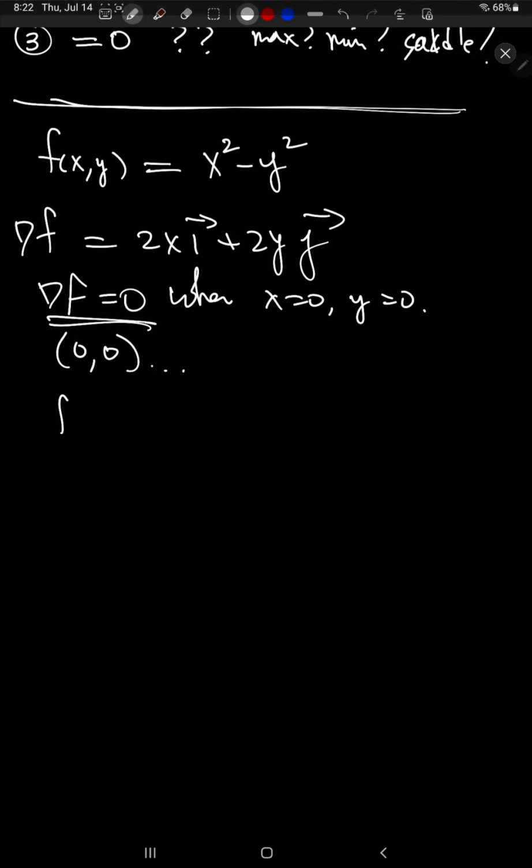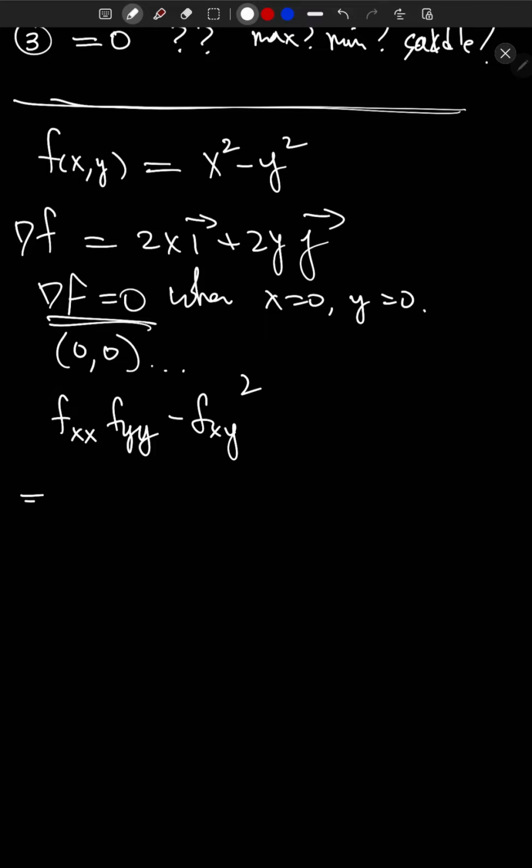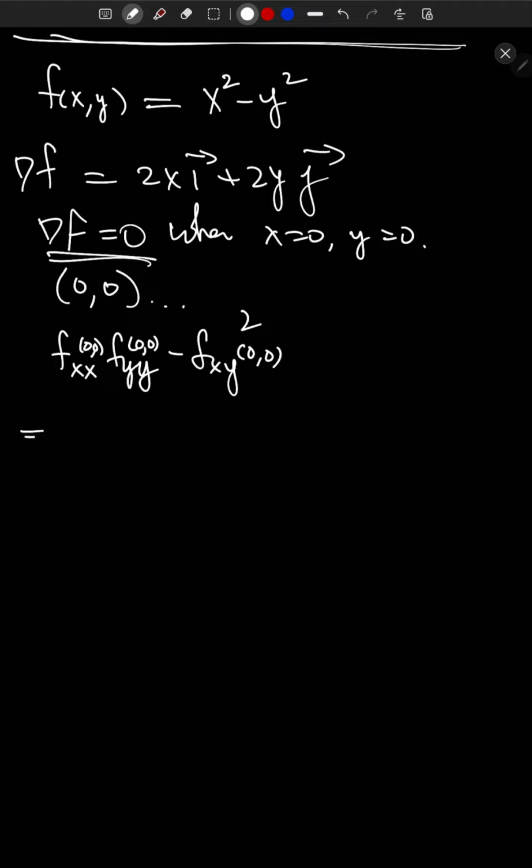Okay, so let's look at our special quantity, f_xx f_yy minus f_xy squared. This is all going on at 0, 0, at our point of interest, so we actually get a number. So f_xx at 0, 0: gradient f is 2x, so f_xx is just going to be 2. f_yy is going to be 2. And then no matter what, at any point actually, f_xy is going to be 0, right? So this is going to be equal to 4. So that's bigger than 0.